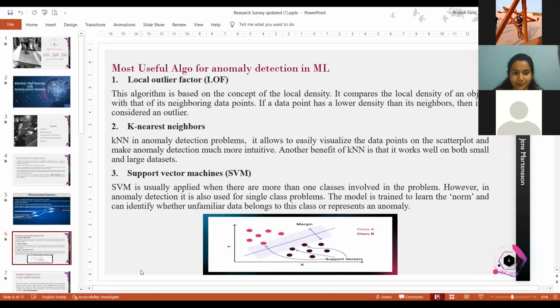It is suitable for both types of data set, small data sets and large data sets. Support vector machine is a type of supervised anomaly detection technique. It uses a hyperplane to differentiate between the two classes.